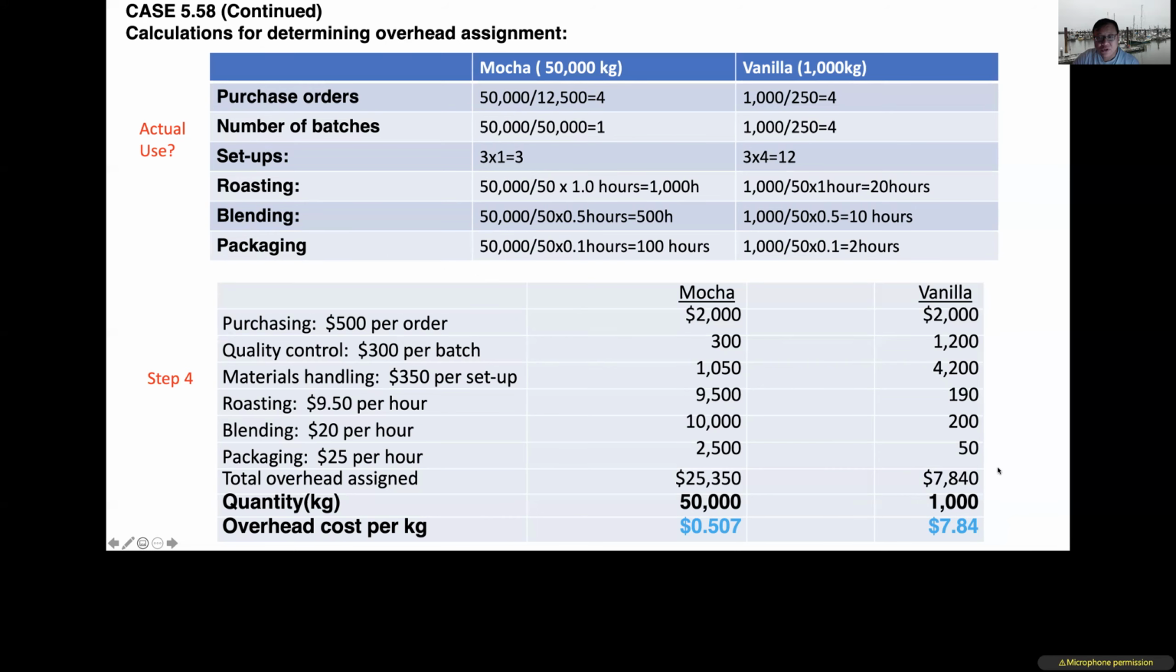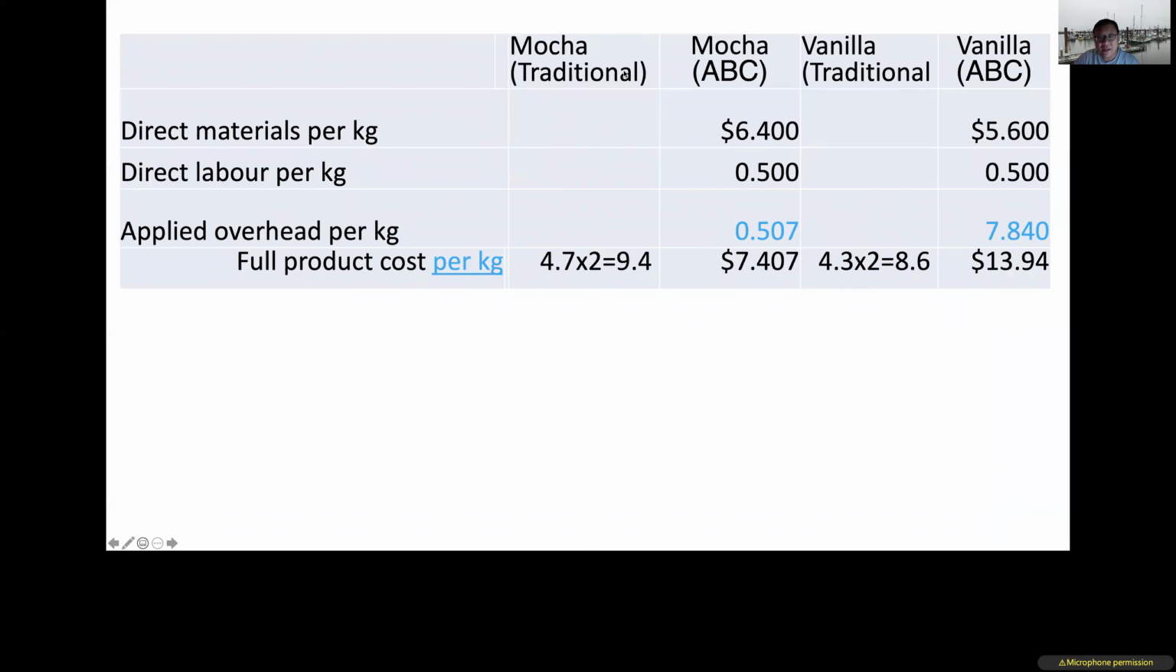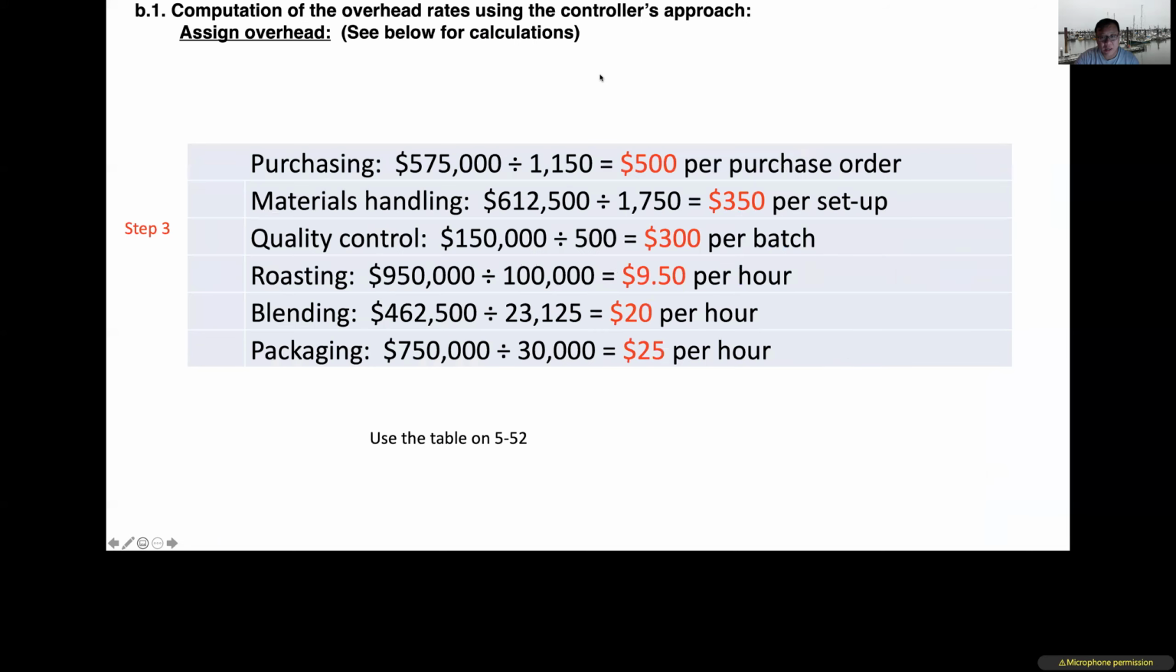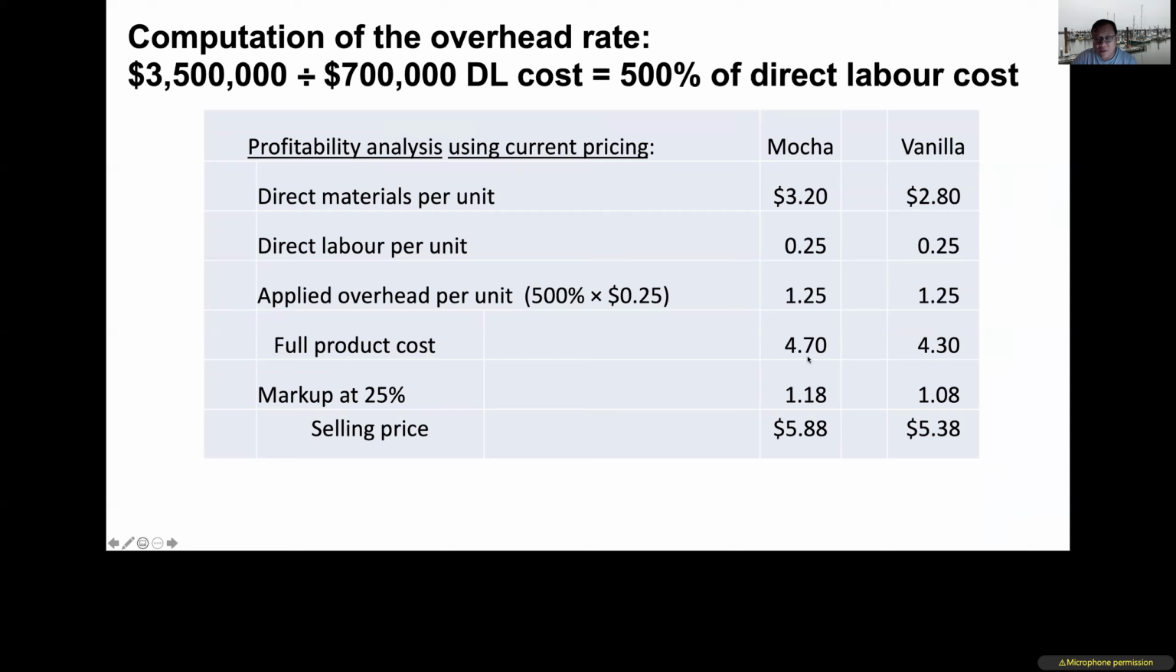So that is this calculation. Now when I compare the two methods, in the first one, we figured out the cost under the traditional costing. The full cost is 4.7 for Mocha and 4.3 for vanilla. But remember, this is the cost per unit, and each unit is only 500 grams. We know the cost for 500 grams, so what is the cost for 1,000 grams, 1 kilogram? That would be 4.7 times 2 and 4.3 times 2.